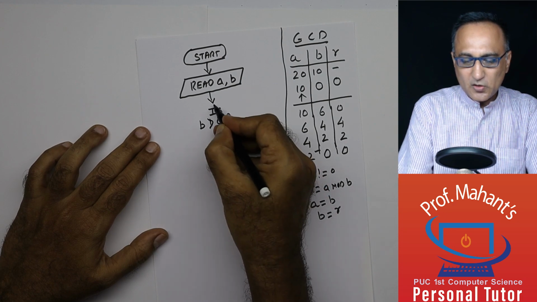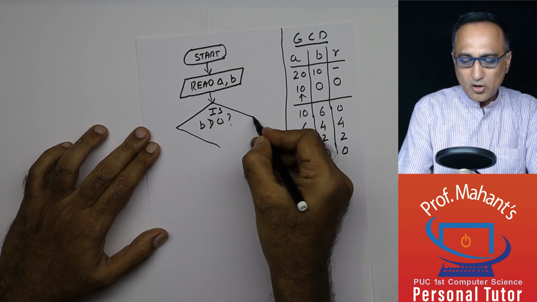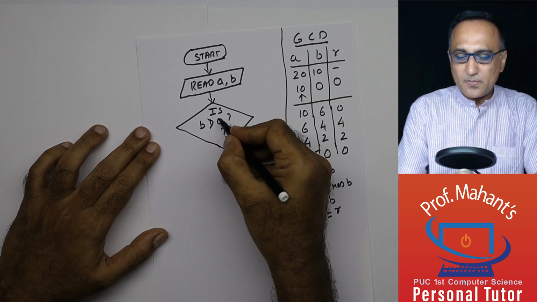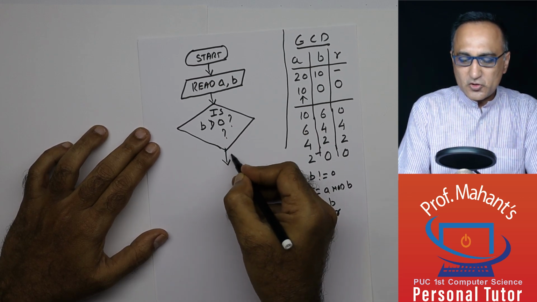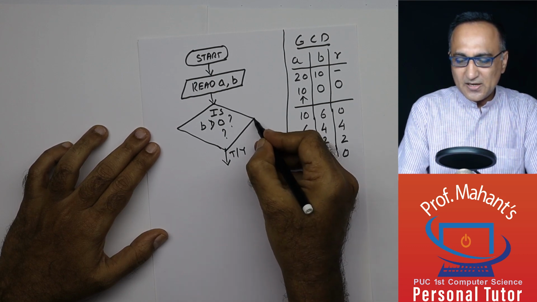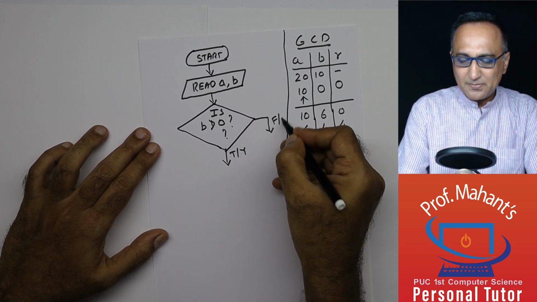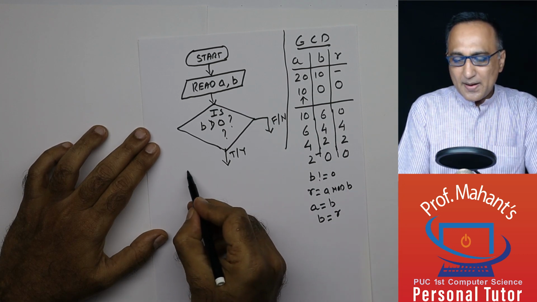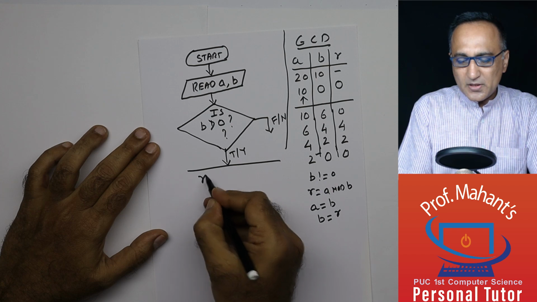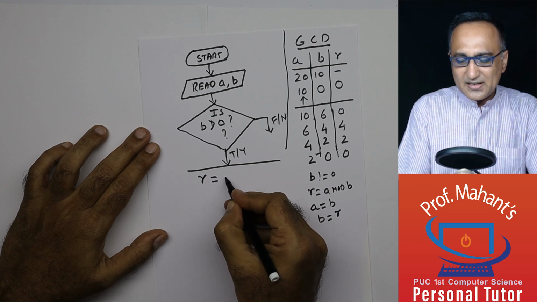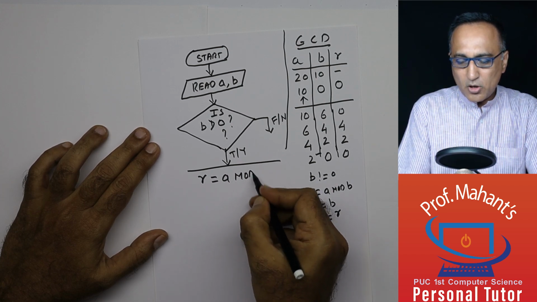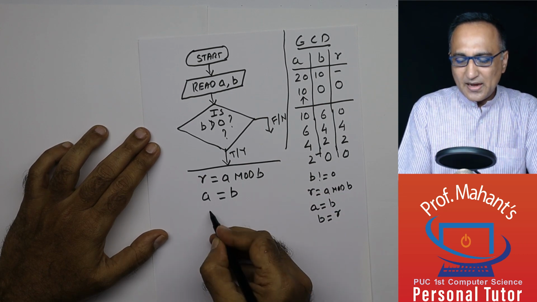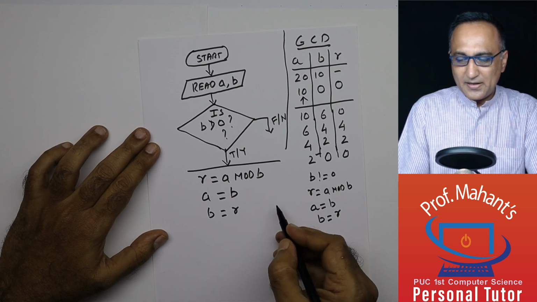I'll ask the question. It can be true or it can be false: B greater than 0, or B not equal to 0. If it is true, or yes, I am doing something. If it is false, I am going to do something else, which we'll take a look at later on. If it is true, I put a box and do the following: remainder is A mod B. Then A takes the value of B and B takes the value of remainder.